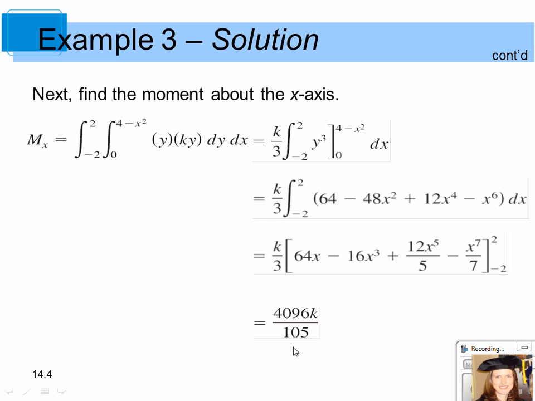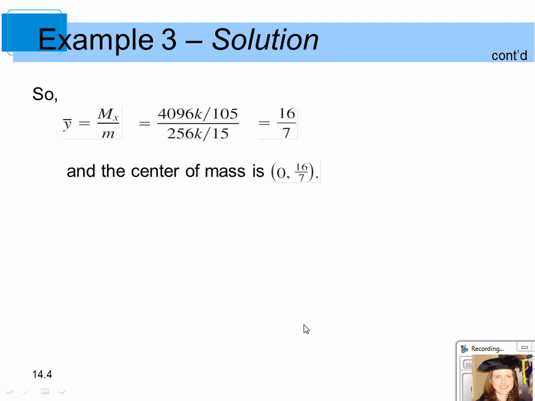Now you're going to use this answer along with the mass. You need to divide this by the mass to get the center of mass. So y bar is the moment with respect to the x-axis divided by the mass. And those k's will end up dividing out and simplify to 16 over 7. The center of mass of that planar lamina is (0, 16/7).